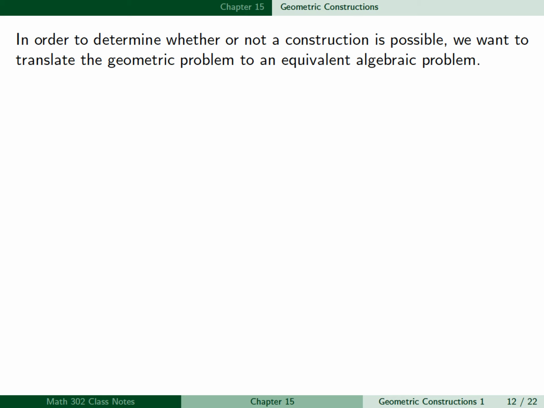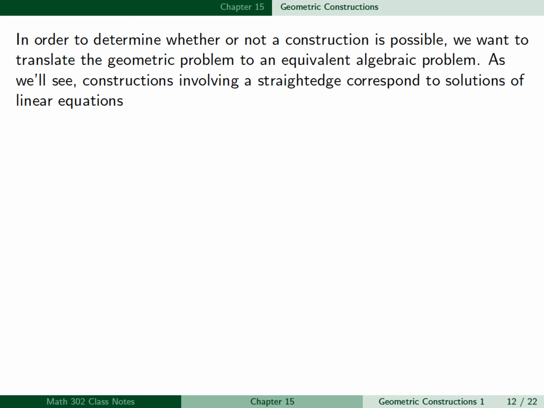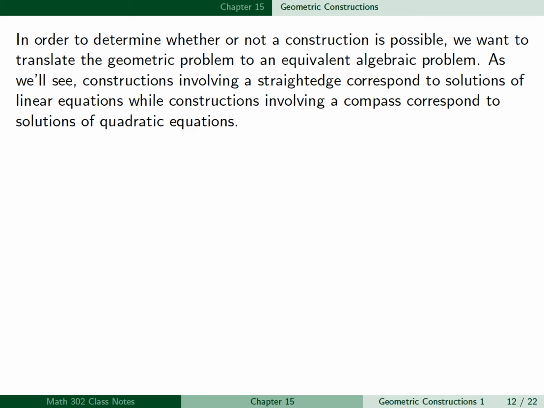Now, in order to determine whether or not a construction is possible, we want to translate the geometric problem to an equivalent algebraic problem. As we'll see, constructions involving a straight edge correspond to solutions of linear equations, while constructions involving a compass correspond to solutions of quadratic equations.